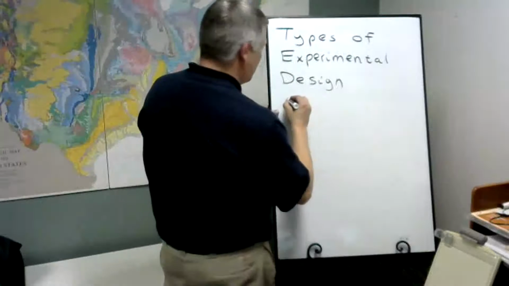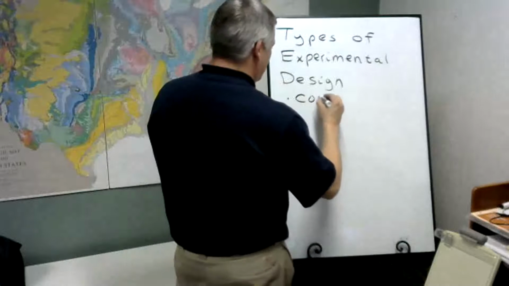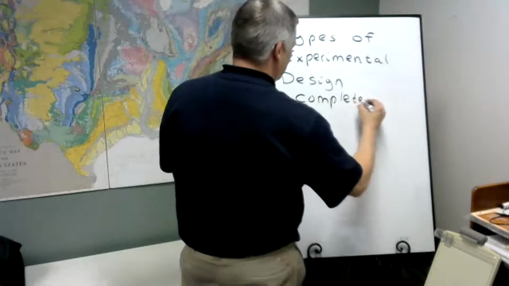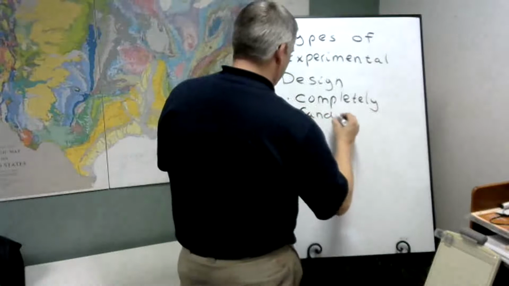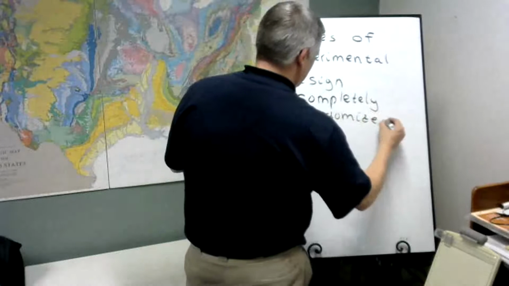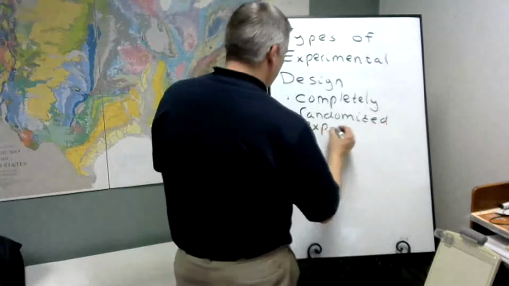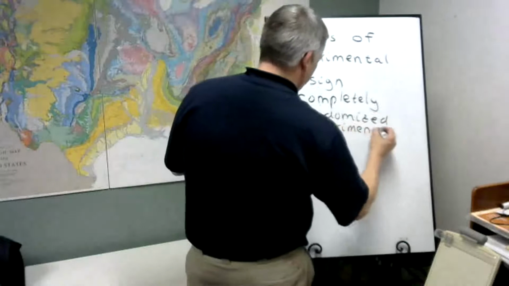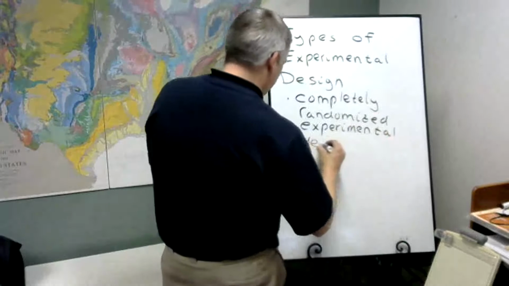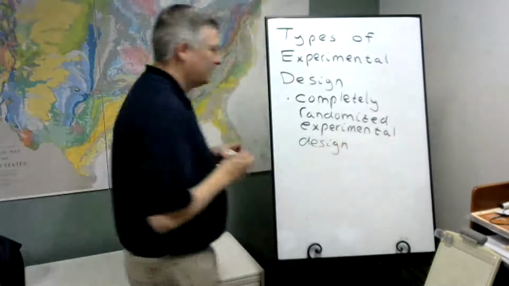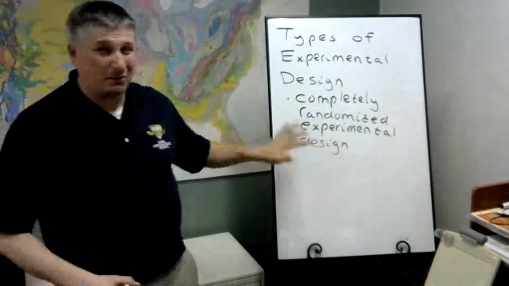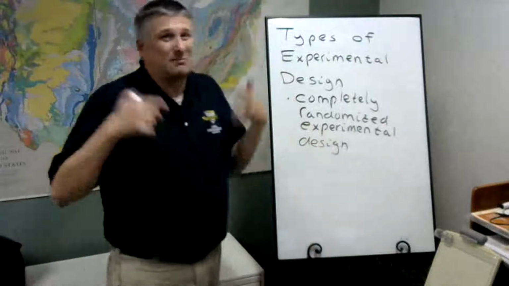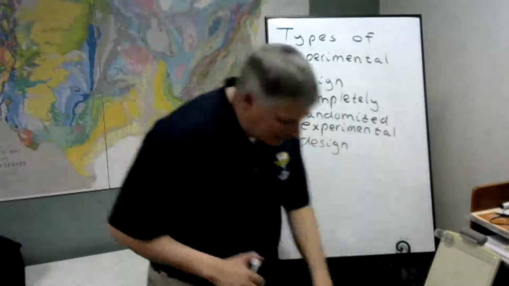So what we want is a completely randomized experimental design. Just like we put our sample together using probability, we want to do the same thing here. And again, it's to avoid things like bias. We want to stay away from that.